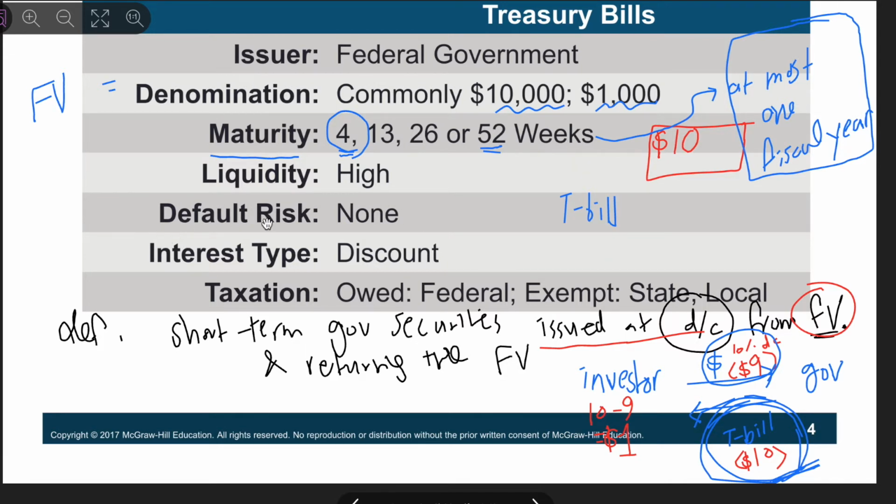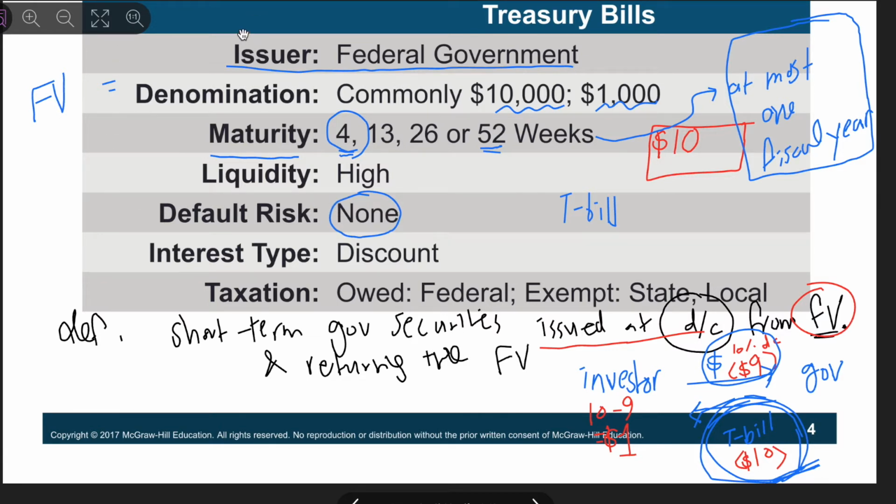So the default risk is none. Why do we call it no risk? Because a treasury bill is from the federal government, and if we don't think the federal government will fail, there is almost no default risk.